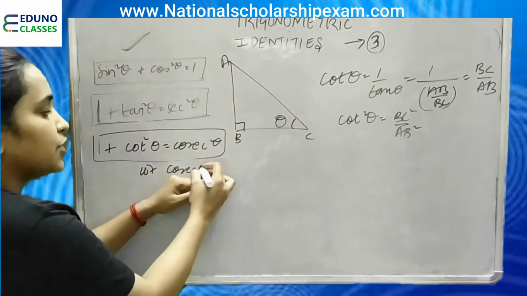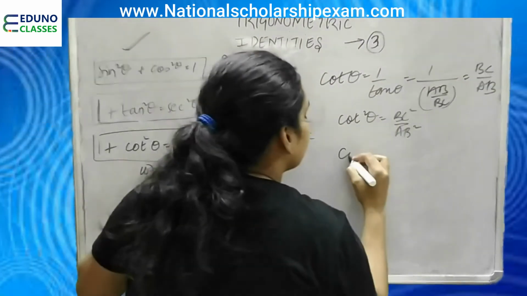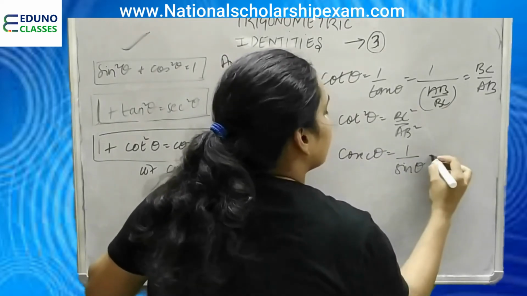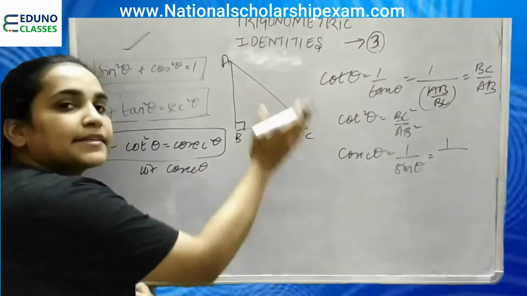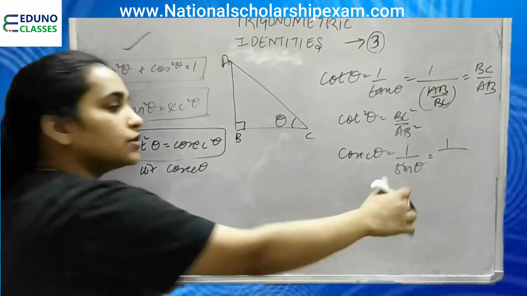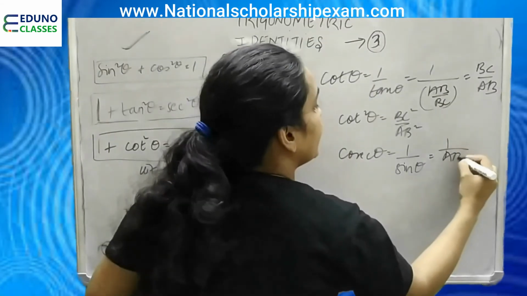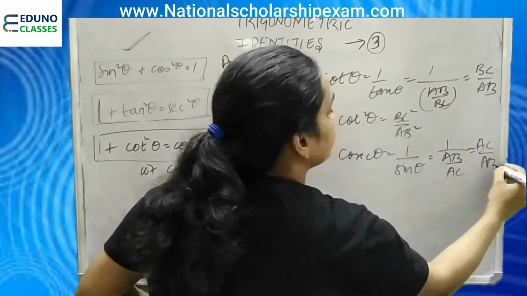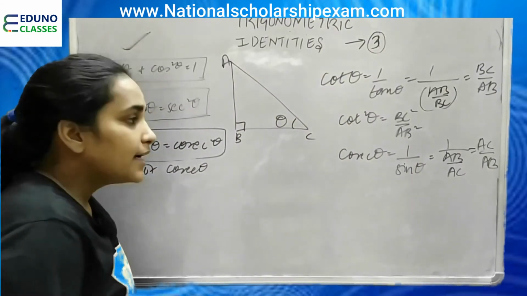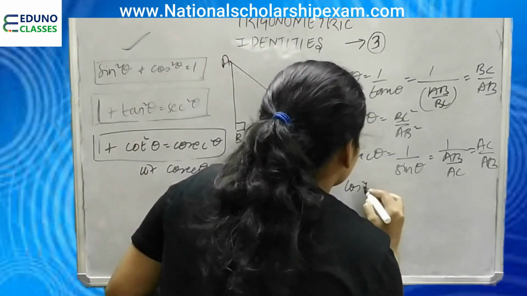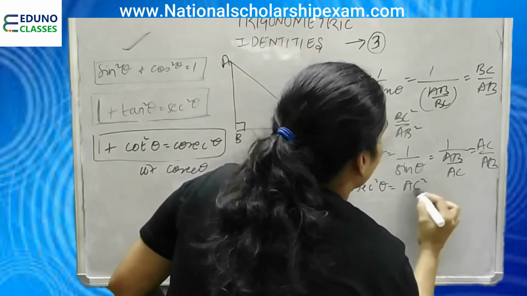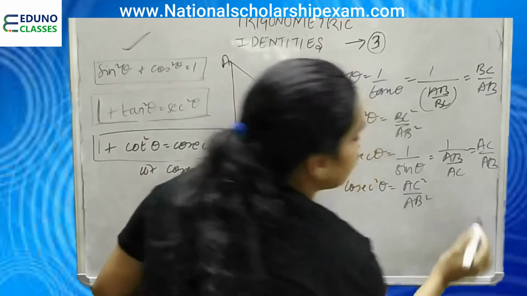The other trigonometric ratio we are talking about is cosec theta. Cosec theta is 1 upon sin theta. Sin theta is opposite upon hypotenuse, which is AB upon hypotenuse AC. It will become AC upon AB. Fine. Cosec square theta is AC square upon AB square.